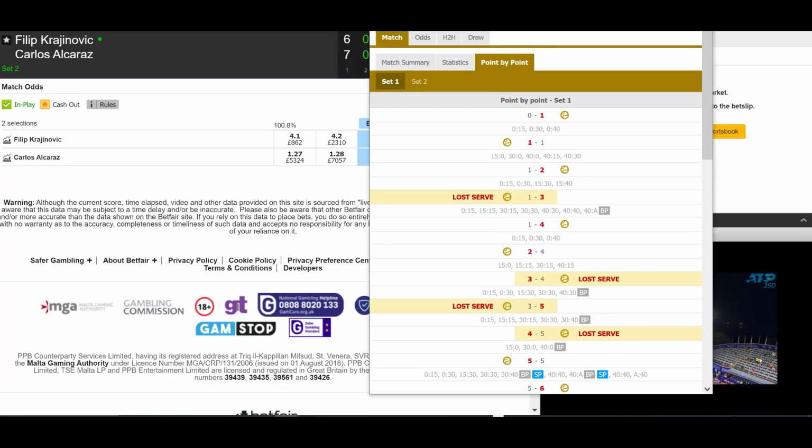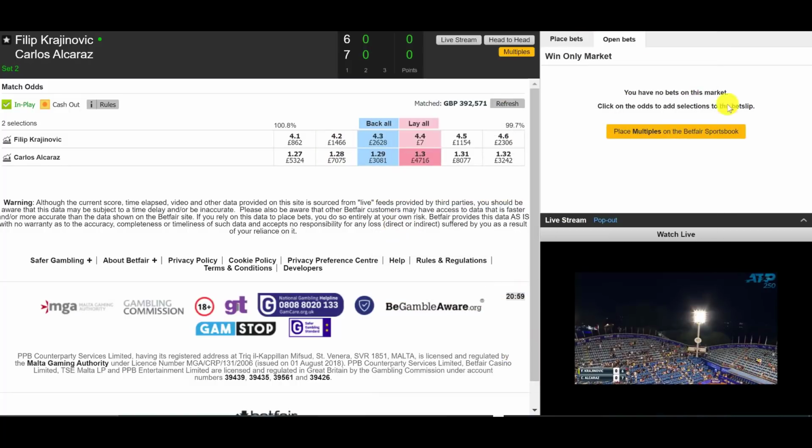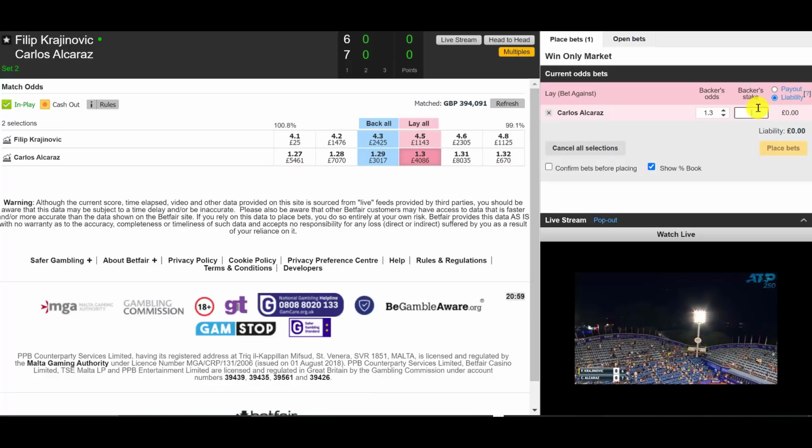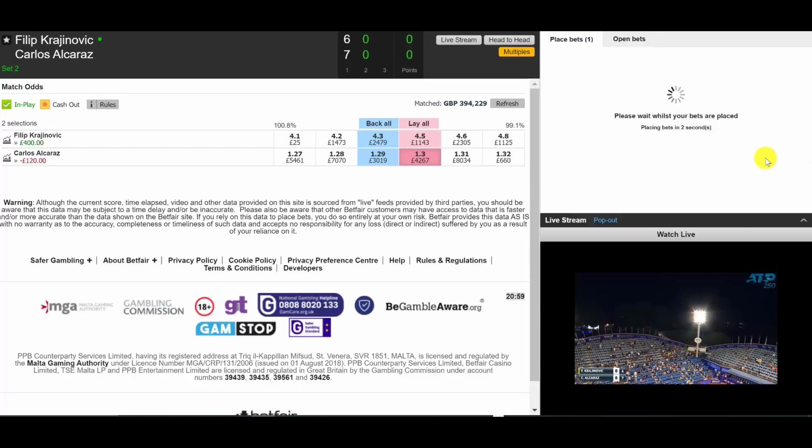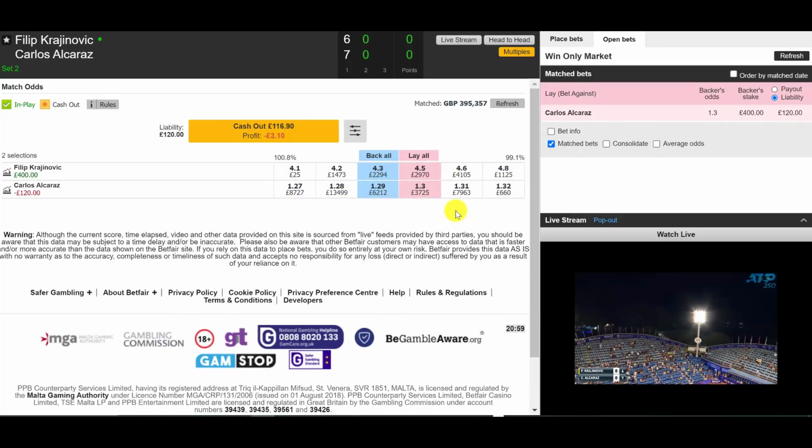So this looks good for getting involved with, and what I'm going to do is get involved with laying the leader, but we're going to go for a slightly different approach here. Because there are notoriously fewer breaks of serve in the men's side of things, we know that for a fact, what I'm going to do is look to green up when there is at least pressure on the serve and show you a slightly different approach, okay?